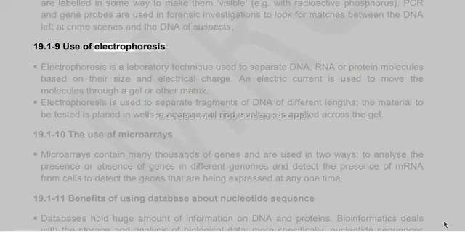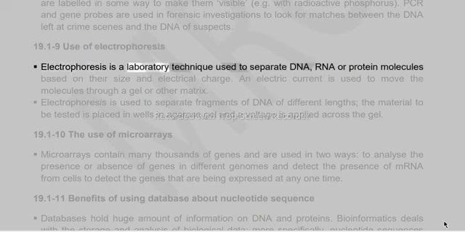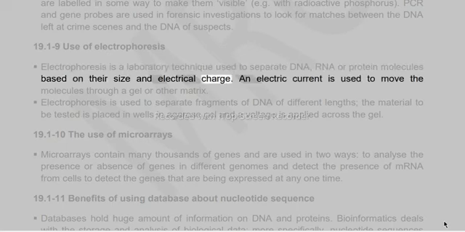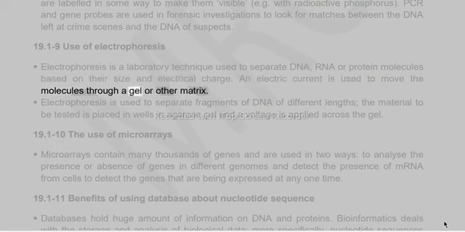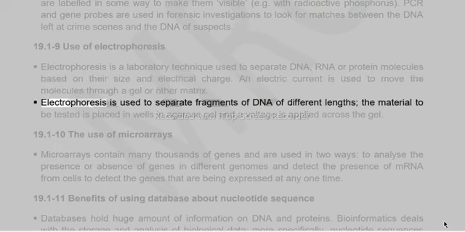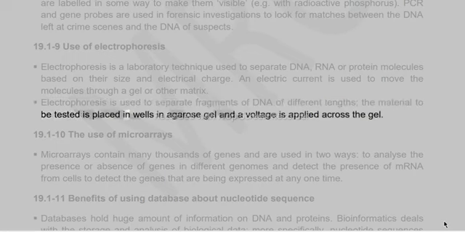19.1-9 Use of electrophoresis. Electrophoresis is a laboratory technique used to separate DNA, RNA, or protein molecules based on their size and electrical charge. An electric current is used to move the molecules through a gel or other matrix. Electrophoresis is used to separate fragments of DNA of different lengths. The material to be tested is placed in wells in agarose gel and a voltage is applied across the gel.